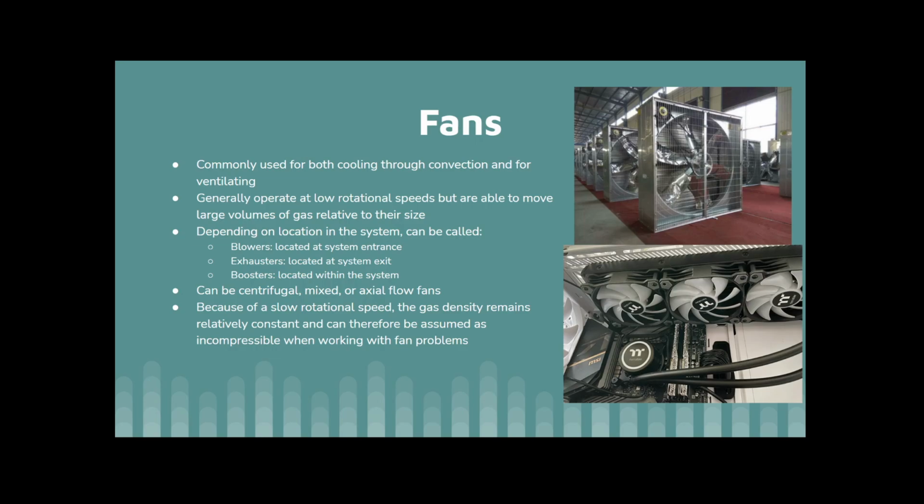Depending on their location in the system, fans can be called blowers, exhausters, or boosters. Blowers are located at the system entrance, exhausters are at the exit, and boosters are located somewhere within the system. Fans can be centrifugal, mixed, or axial flow. Because fans have a slow rotational speed, the gas density remains relatively constant and can therefore be assumed as incompressible when working with fan problems.